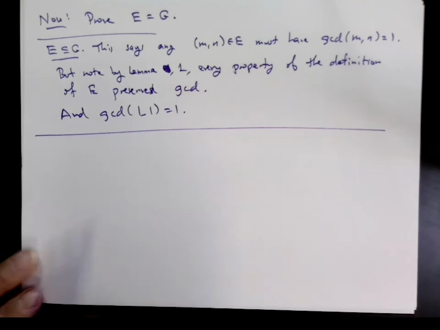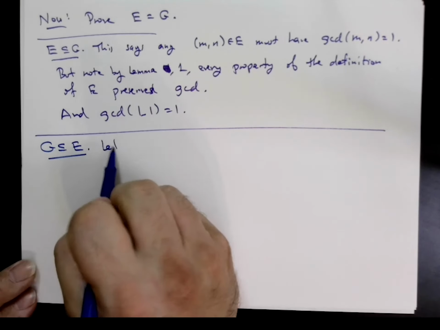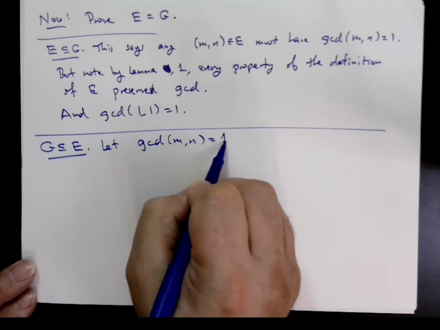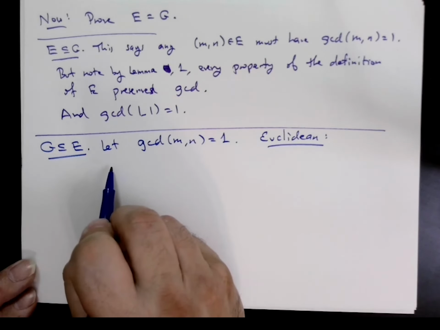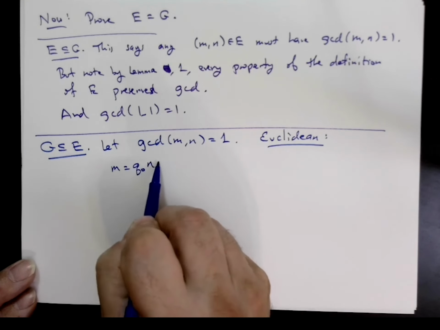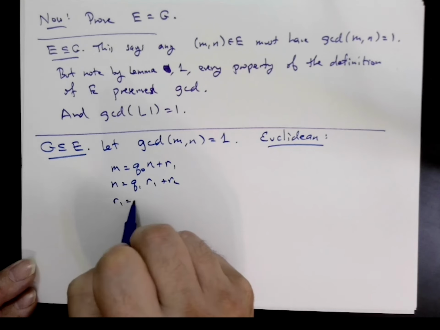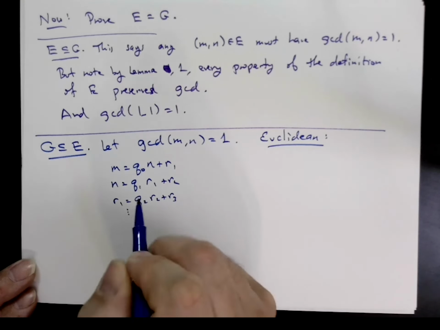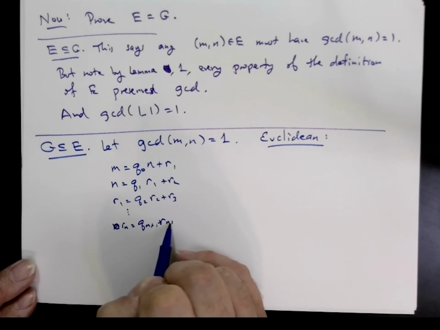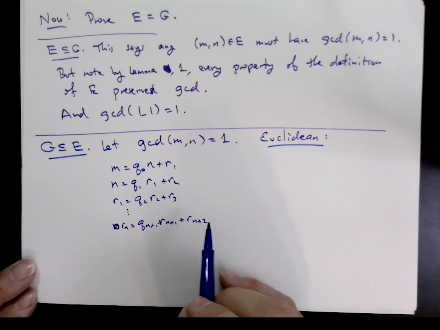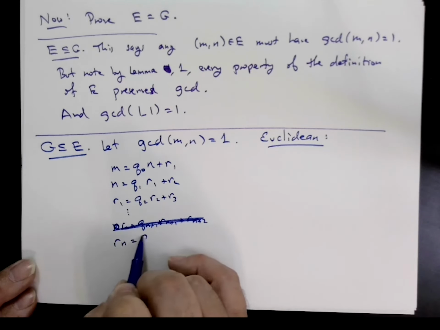Now we want to prove that G is a subset of E. Assume that m and n are relatively prime. Now apply the Euclidean algorithm. m is q0 n plus r1, n is q1 r1 plus r2, r1 is q2 r2 plus r3, and continue on and on until we get a term with remainder 1. Remember that we are guaranteed to get a term of remainder 1 at some point because the greatest common divisor of m and n is in fact 1. Now just reverse all the steps that we have just calculated in the Euclidean algorithm and we'll get the result.